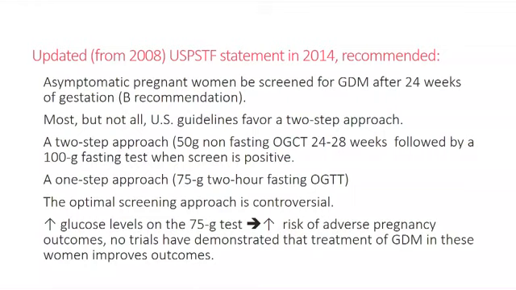The U.S. Preventive Services Task Force recommended asymptomatic pregnant women be screened for GDM after 24 weeks. Most, but not all, U.S. guidelines favor the 2-step. So this is what we do. We do the 2-step. And what is the 2-step? It is given the 50 grams of the glucola, the drink, right, whether orange or banana, or what do they have?